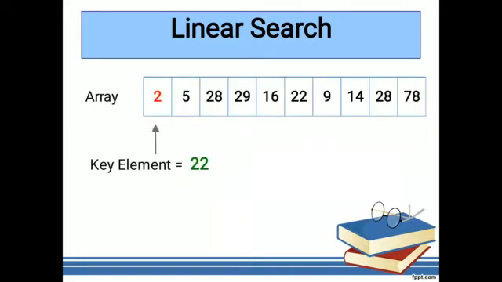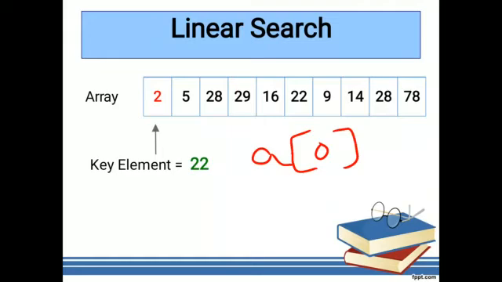So what is the first step? We arrange the array of elements and we need to find the key element 22. By using linear search, first we traverse from the starting element, A of 0. The key value is 22. Now the key value is compared with A of 0, that is 2. The value 2 is not equal to 22, so the element is not found at index 0.